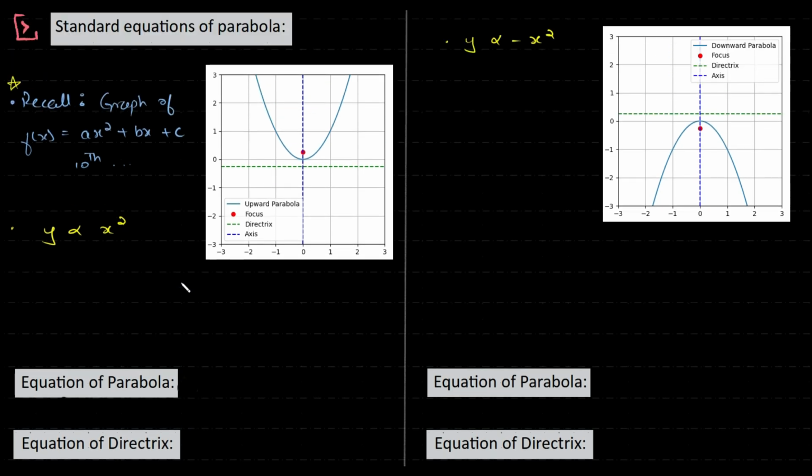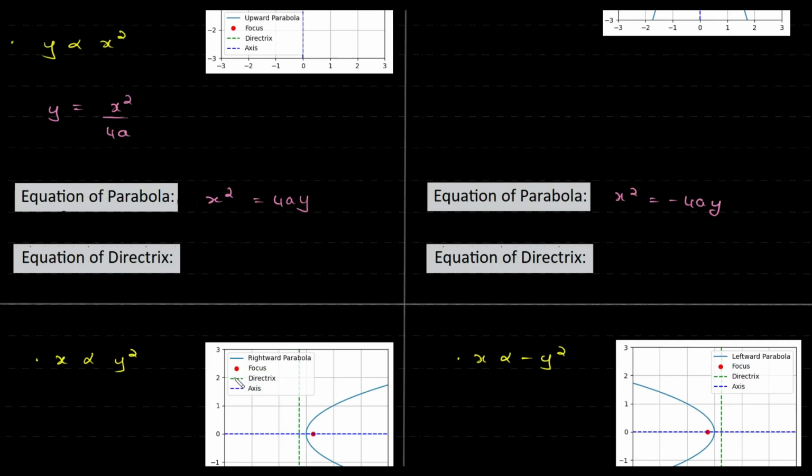Now, here when I remove the proportionality, y will be equal to x square by 4a. Right? When we remove the proportionality, the constant turns out to be 4a for all of it. So when I rearrange this, this is x square is equal to 4ay. And over here, y will be equal to minus x square by 4a. So here x square is equal to minus 4ay.